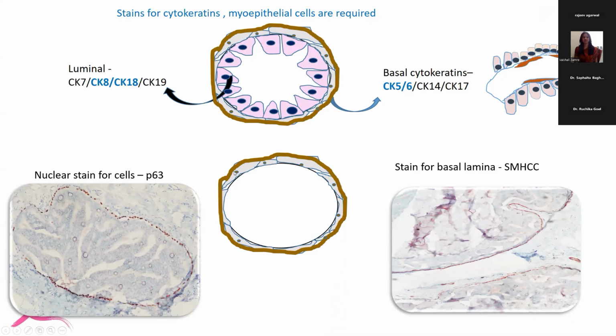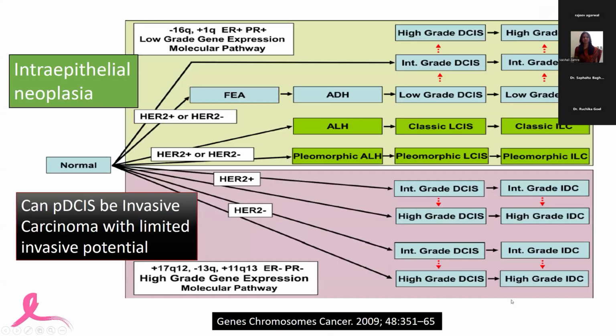So if you take only the nuclear marker, there will be gaps like you can see here, and then you won't be able to make out invasion. So we use a marker for the basal lamina, and that generally is a smooth muscle heavy chain complex. So this is a P63, and that's a smooth muscle heavy chain complex.